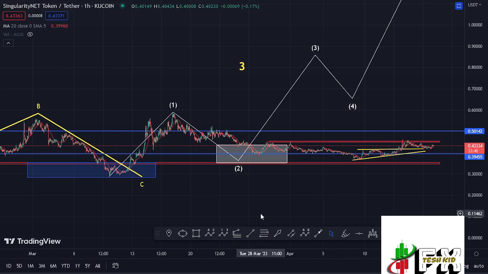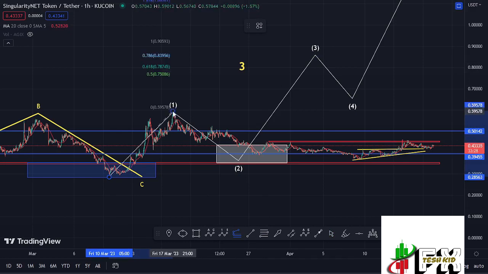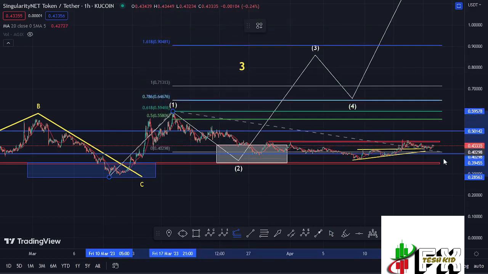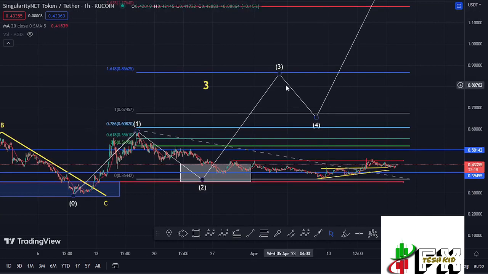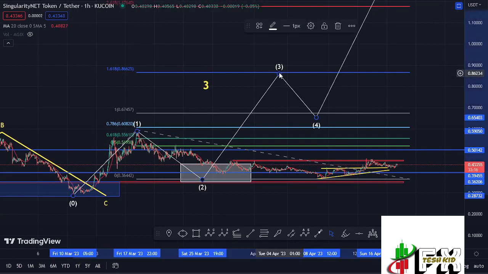And allow me to first give you my target areas to the upside in the formation of this wave 3 by connecting the Fibonacci's, that is the trend-based Fibonacci, from the low of the first wave to the high of that wave 1, then dragging the fibs to the low of the second wave, and that now gives me a target area in the formation of that wave 3 at the fib level 1.618, and that is at around the $0.86625 mark. And that is the minimum that I'm expecting AGIX to do here on the short-term scenarios in the formation of that wave 3.